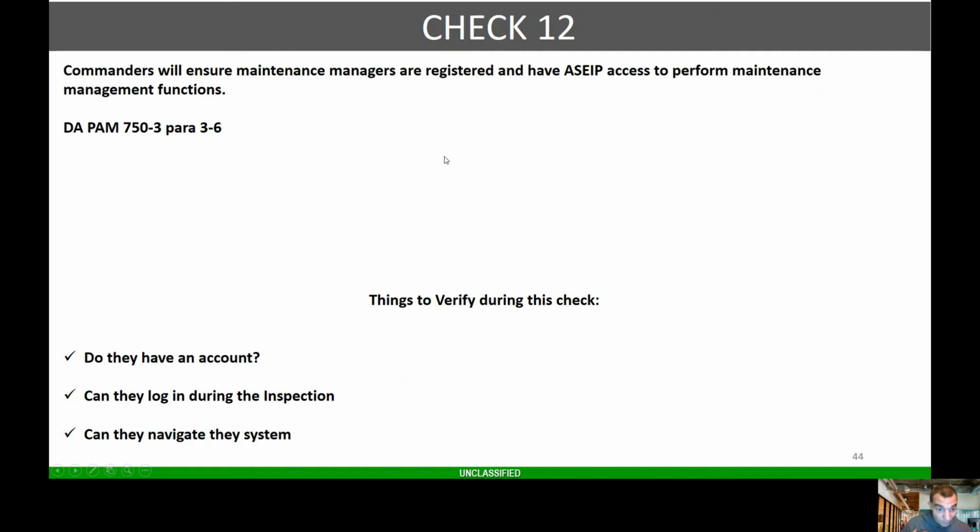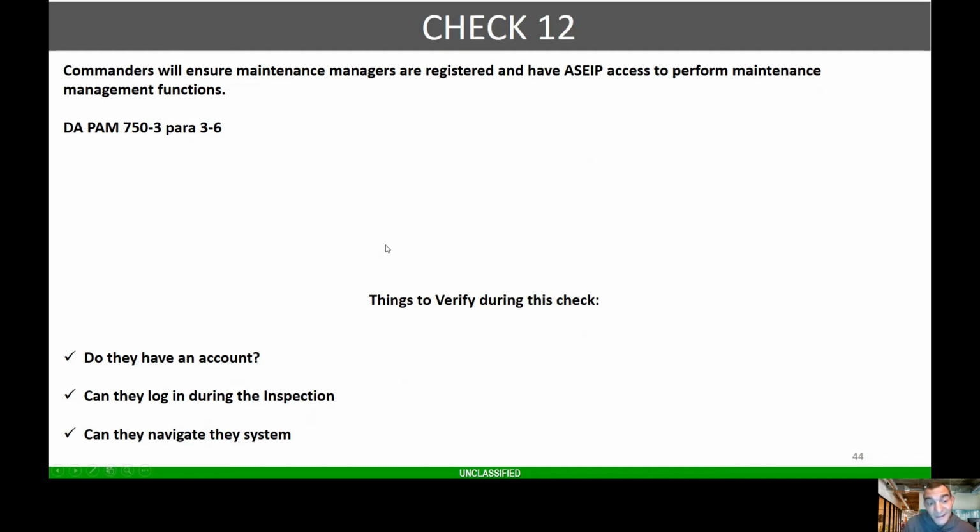When I ran a motor pool, I made sure there were multiple people in my unit who had access to the system, in case one person went on leave and got locked out after 30 days. We were always able to be in the system. That also goes for your supply sergeants. I can't tell you how many times the supply sergeant has come to the motor sergeant saying, hey, I need manuals, I need this. They should have their own ASIP account, so keep that in mind too.